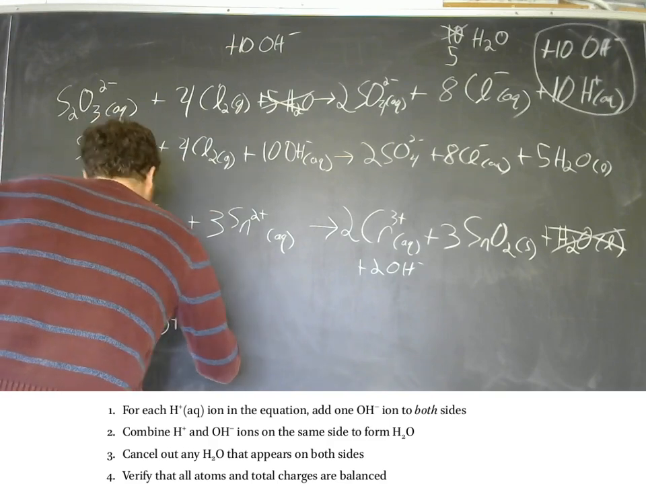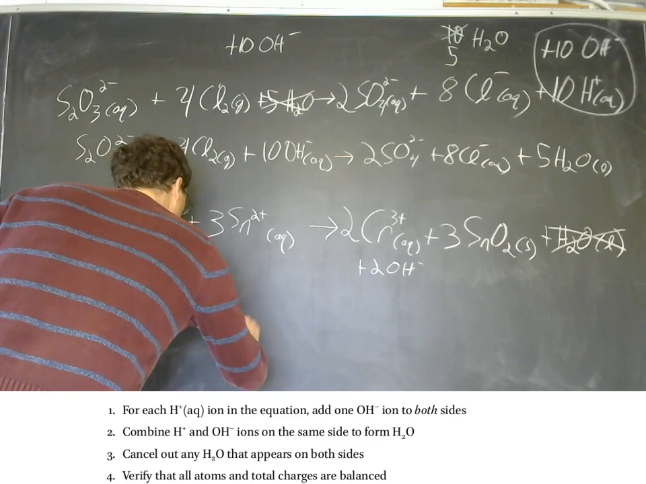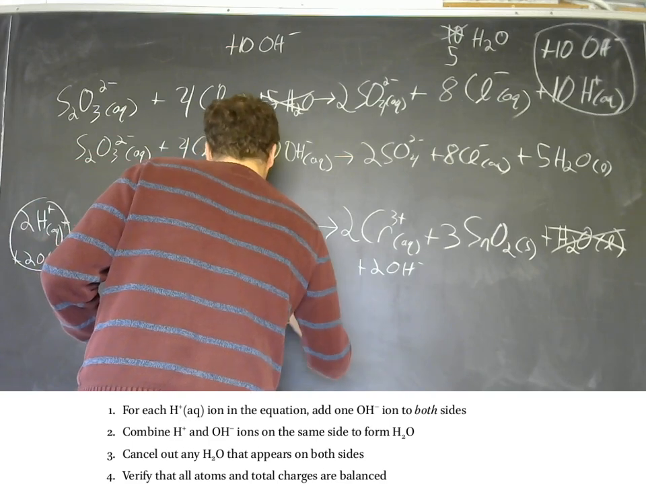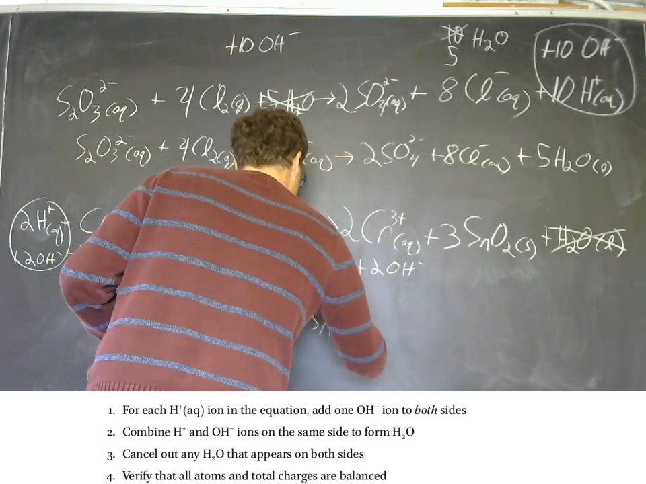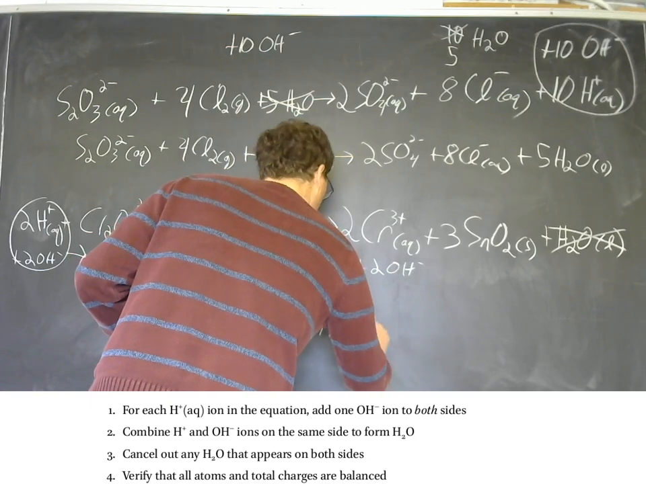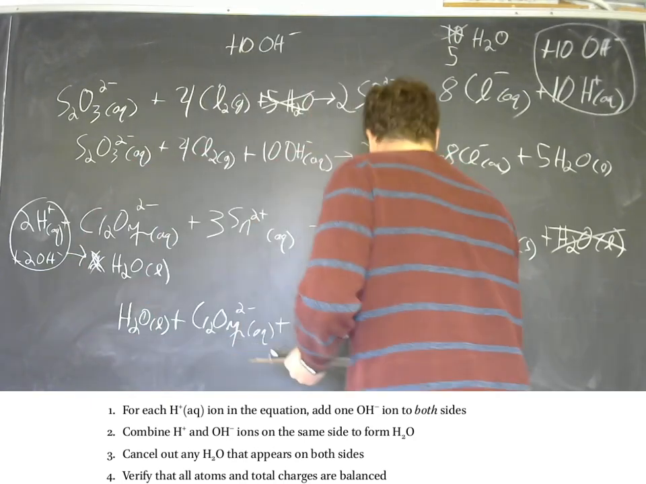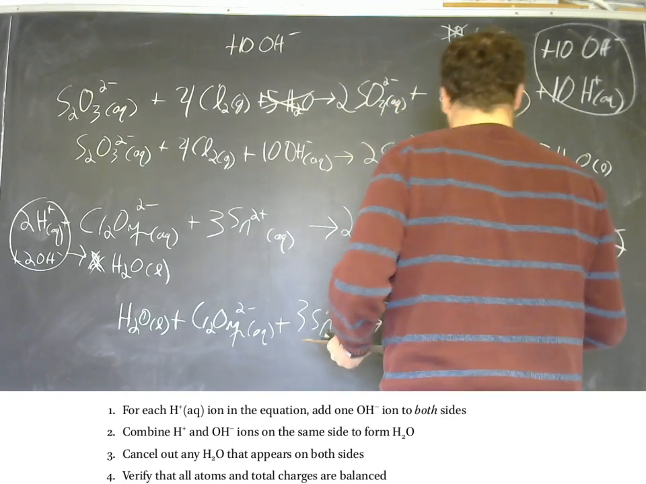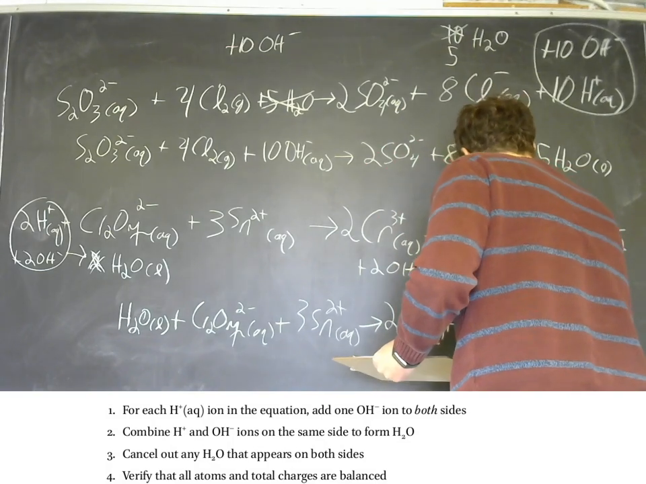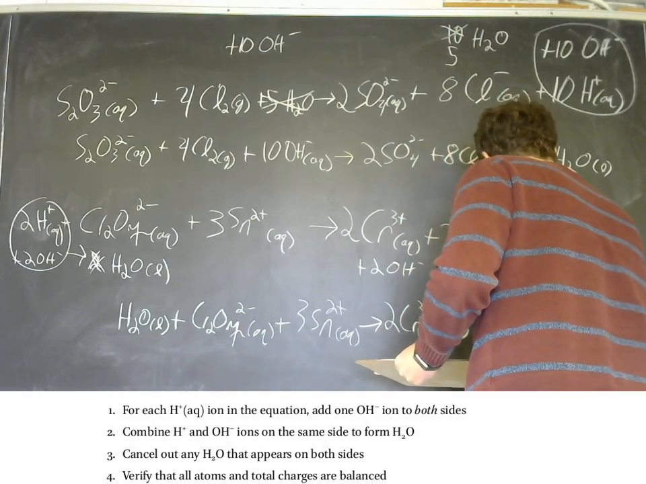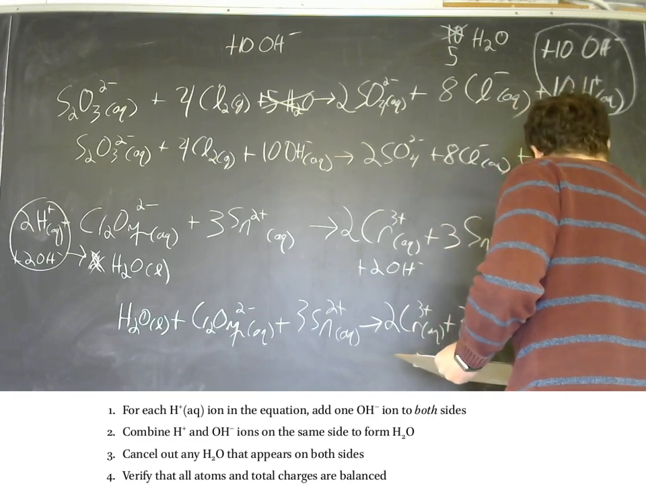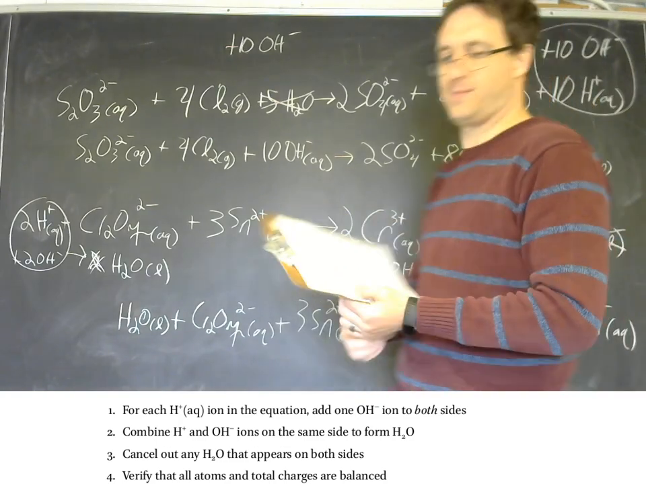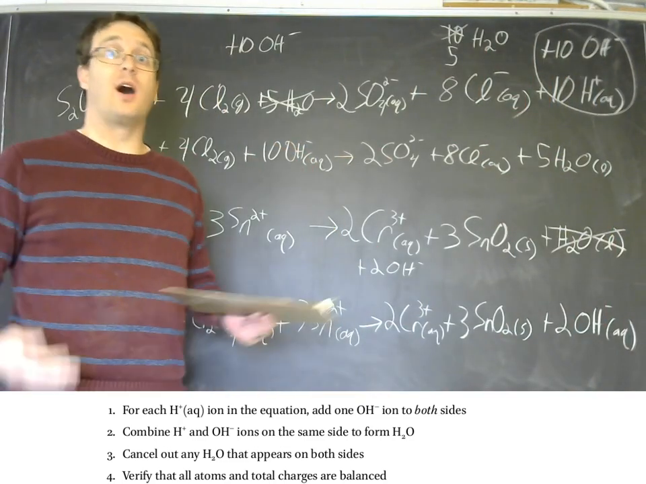H2O plus dichromate plus 3 tin 2 plus ions is going to yield 2 chromium 3 plus ions plus 3 tin 4 oxides plus 2 hydroxides. And that is how you balance under basic conditions.